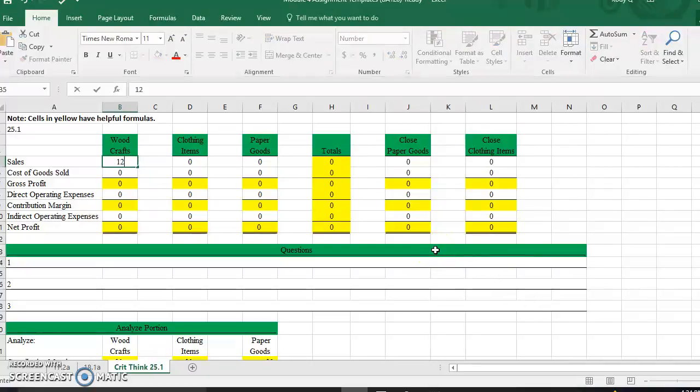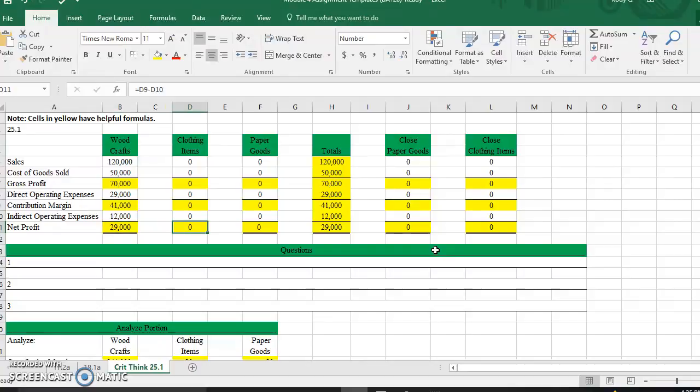So this will be your $120,000. And again, I've given you formulas in yellow, so it should help populate as you go through. To get all of that figured out, you'll have your cost of goods sold, which gives your gross profit of $70,000, your direct operating expenses of $29,000, your indirect operating expenses of $12,000, and your net profit of $29,000. So as you go through, you'll see your woodcraft will add up to the $29,000, which is given.